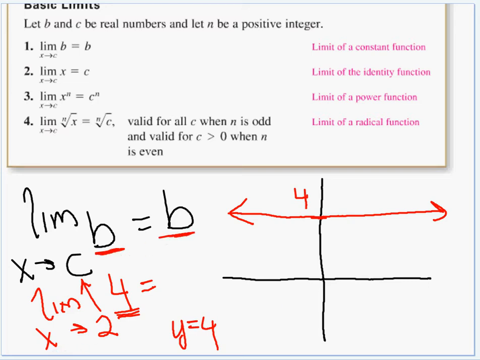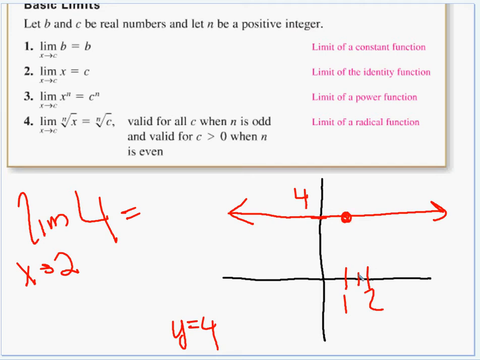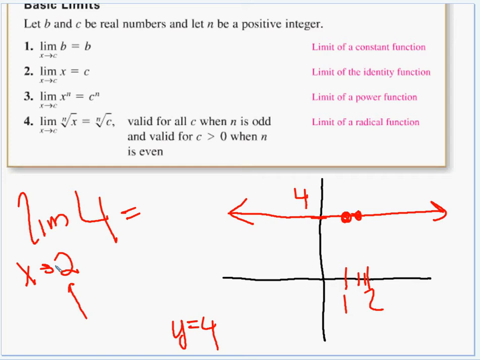You know, here, let me just erase some of this. The limit as x approaches 2 of 4. Well, here's 2. As I approach 2, you know, here's 1. I'm up here at 4. If I'm at 1.5, I'm up here at 4. If I'm at 1.9, I'm up here at 4. No matter what number I'm approaching, it doesn't matter that this is a 2. This could be a 3 or a 7 or a 15. The limit as we approach any number down here of 4 is just 4. So that's why we got this: as we approach c of b is just b. The limit of a constant is that same constant.